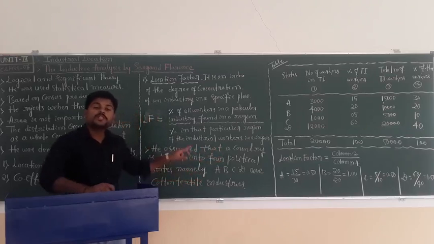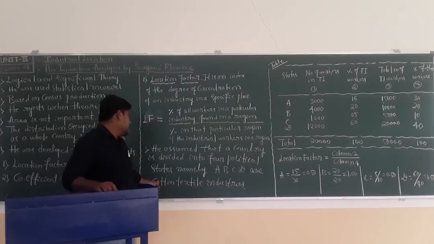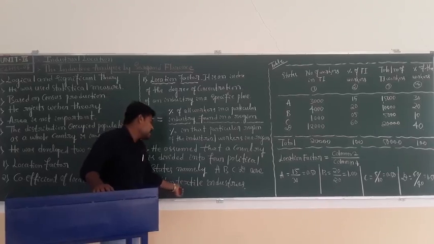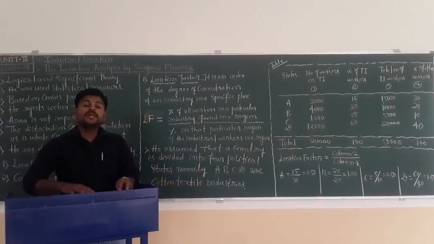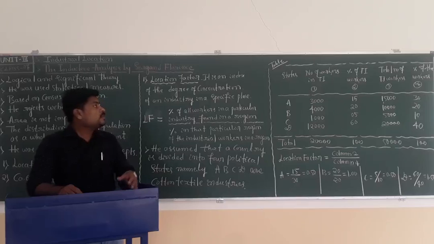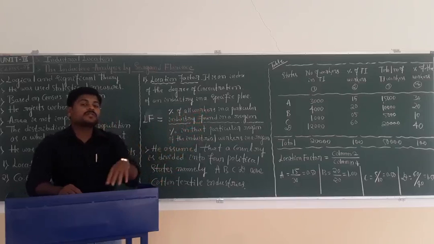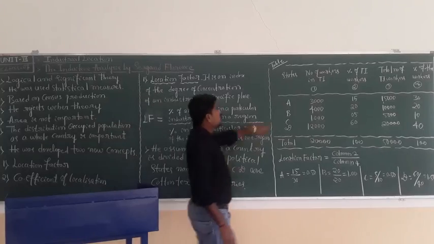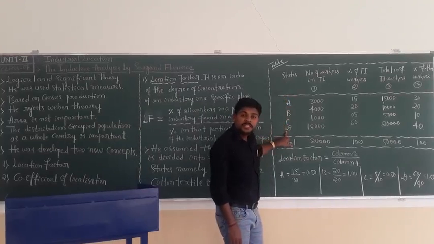The states are A state, B state, C state and D state, and they cover cotton textile industries. The four political divisions have existing cotton textile mills. We can study this through the table of Sargant Florence, with the number of states A, B, C and D.